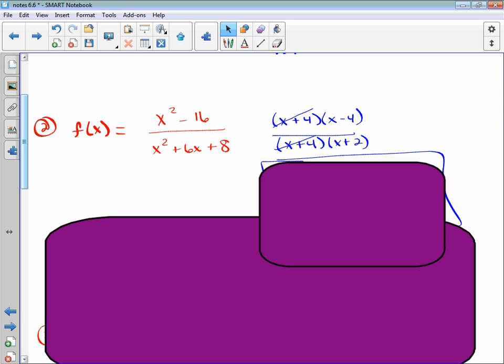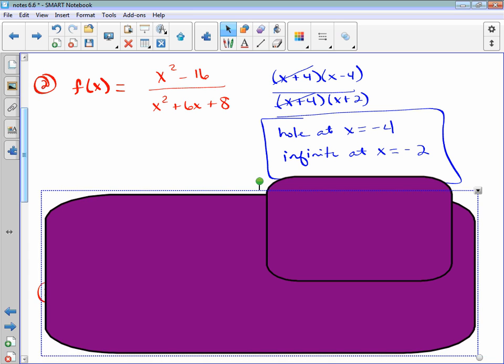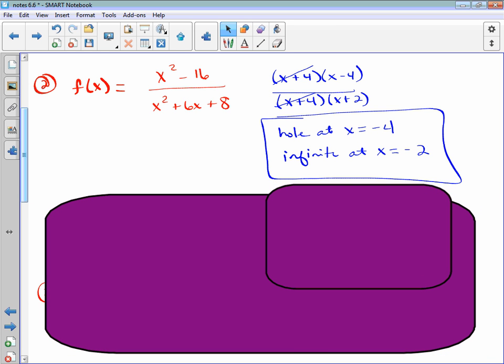So I think everyone is okay with the factoring. The one that crosses out gives you a hole. The factor that is still left in your denominator gives you an asymptote. So you've got a hole at x equals -4, infinite at x equals -2.